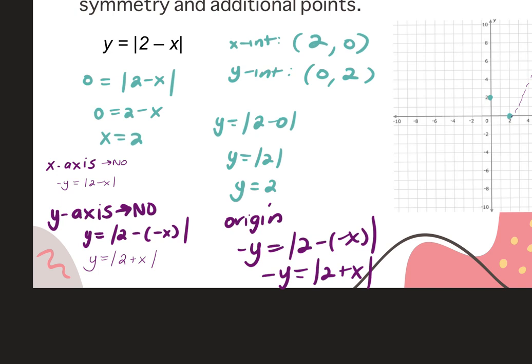Now, did it go back to the original? No. Are all of them changed? No. Two of the 3 are changed, right? The y changed, the x changed, but the 2 is the same sign. So there is not origin symmetry either.